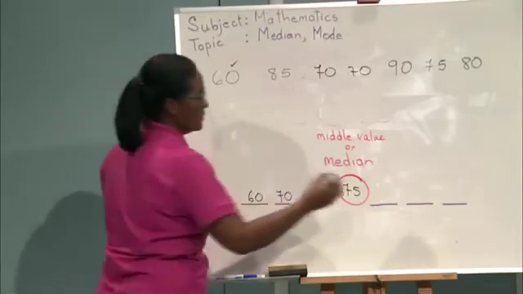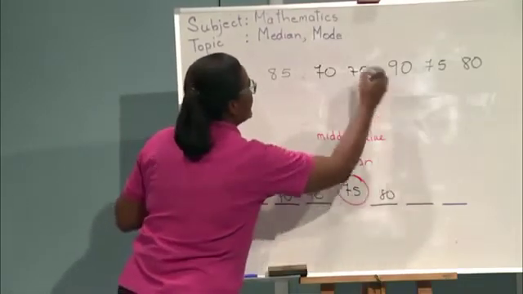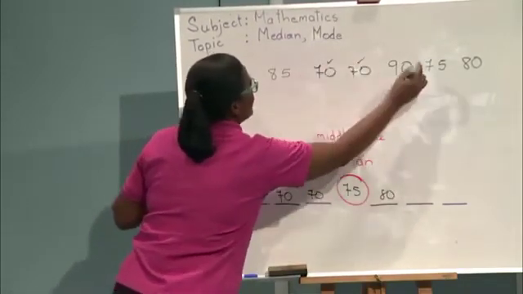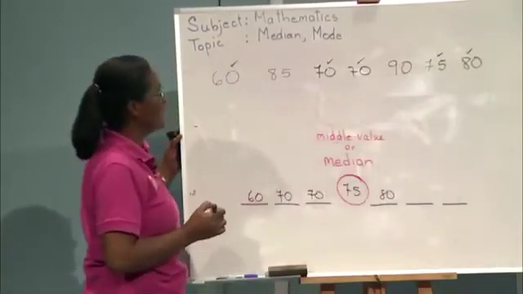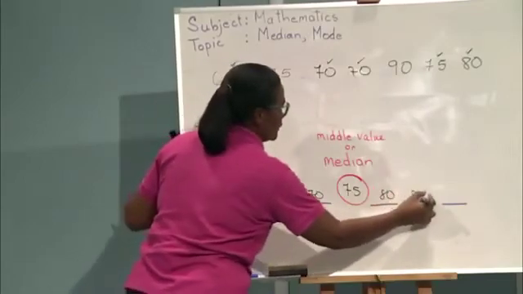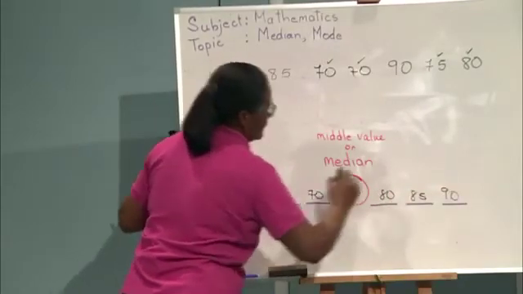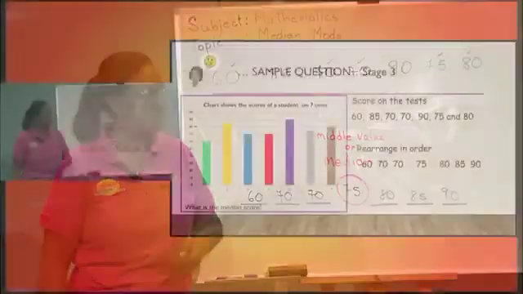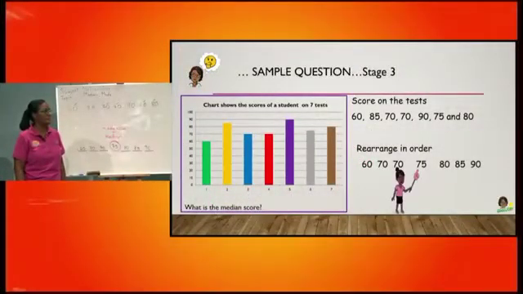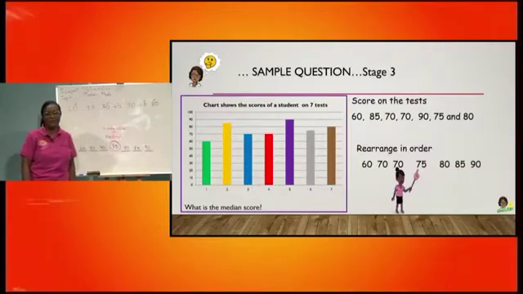The next score after that would be 80. So let us tick them off. 75, 80. And then we have 85 and 90. 85 would come before 90. And I've already identified my median score. Very good. Okay. So if you look on the board, on the screen, you'll see that I've actually created some space around the median. It's right there in the middle. And that is a sample stage 3 question.